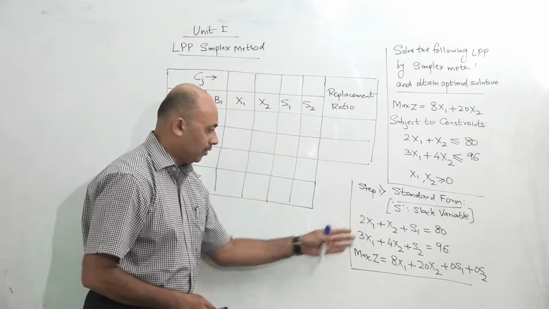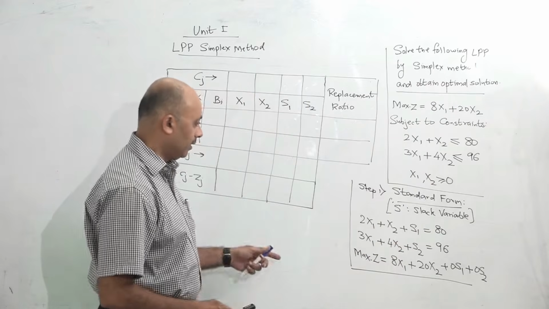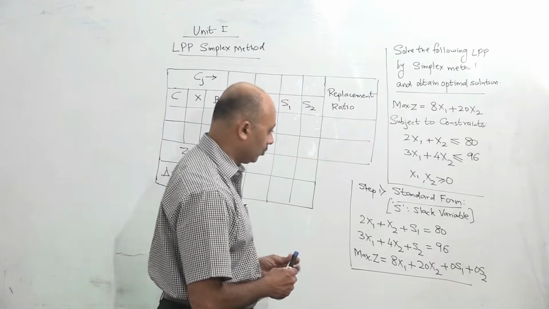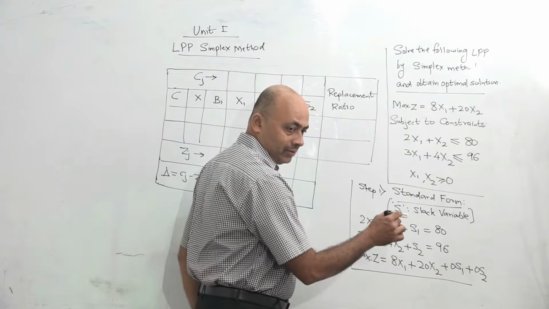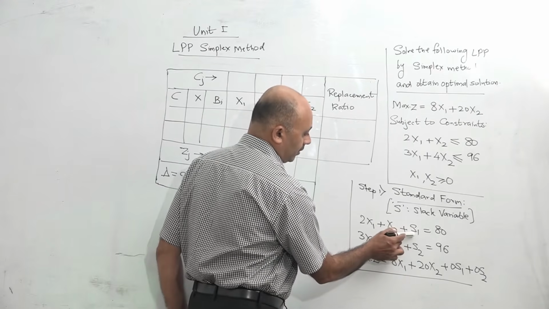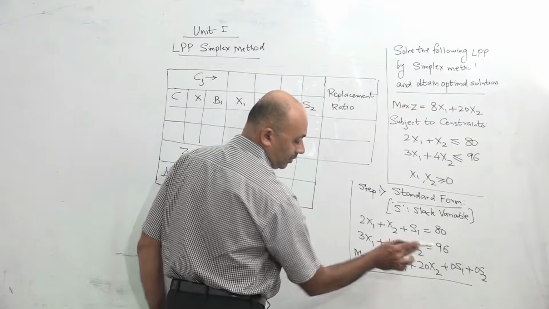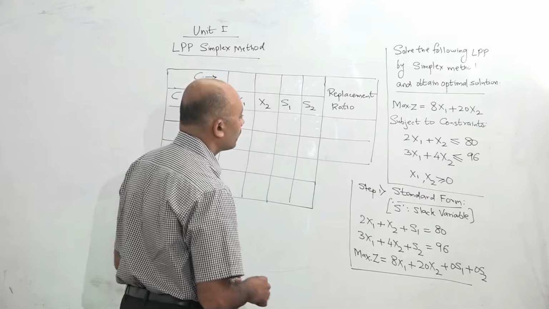Okay, so now the standard form is written; we have added one slack variable in each constraint. And what is a slack variable? A slack variable represents the unutilized capacity of a resource. So for example, for resource number 1, whatever capacity remains unutilized is represented by s1. And for resource number 2, whatever capacity is unutilized is represented by s2, slack variable 2.